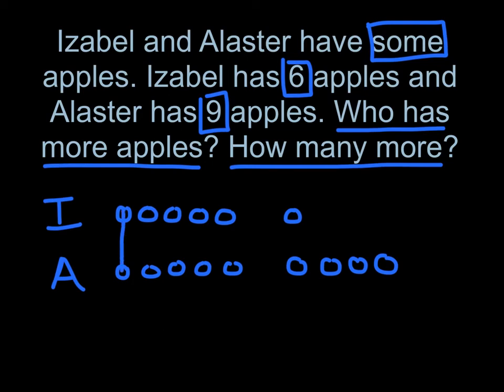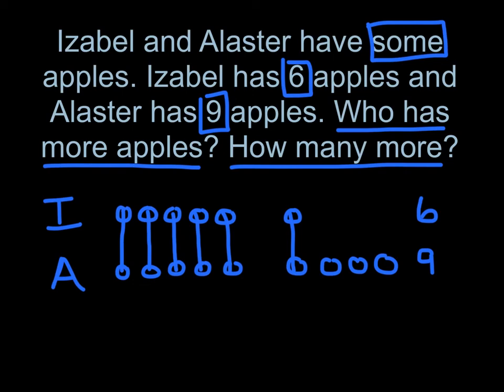The first 2 circles go together, then these 2, and then these 2, and then this set, and then this set, and then this set. Alistair has more because he has 9. Isabel has less because she has 6.